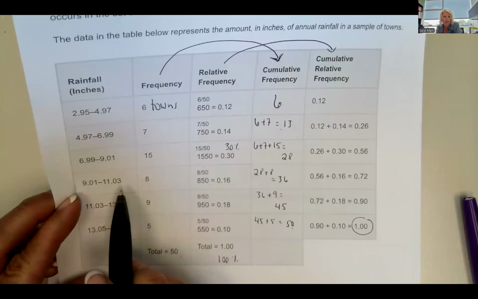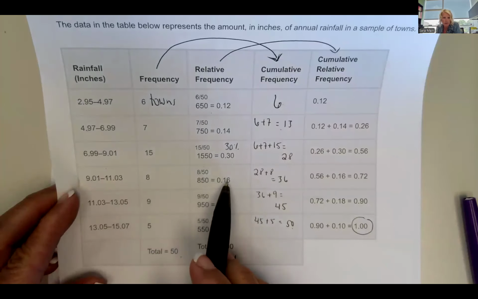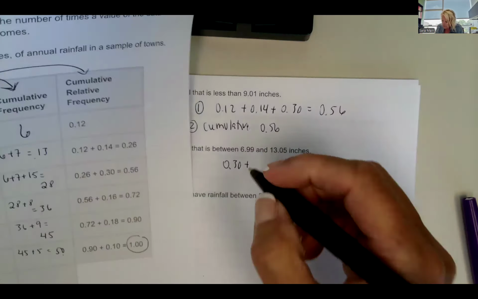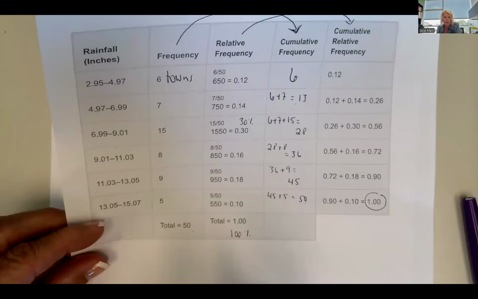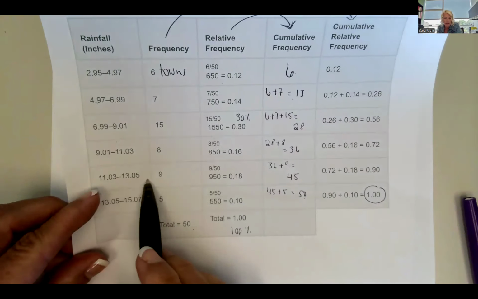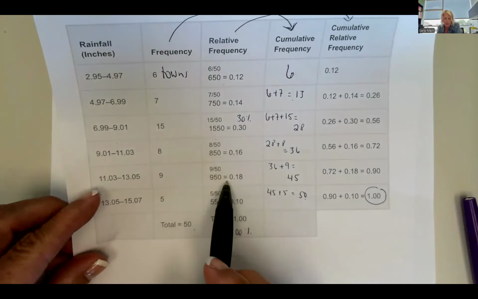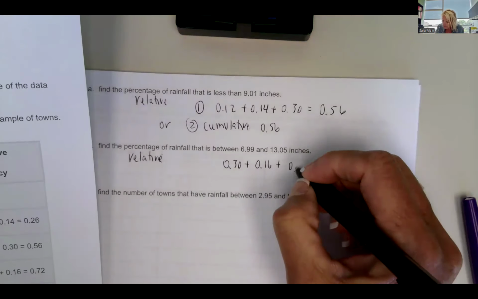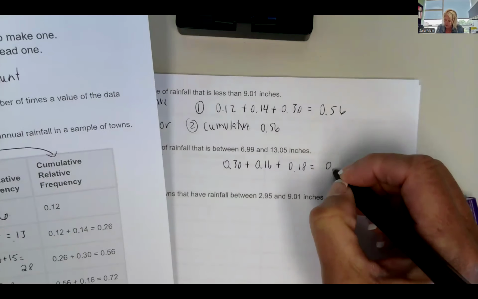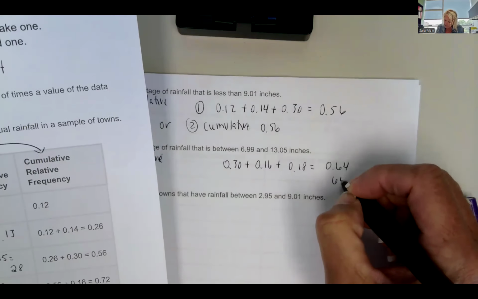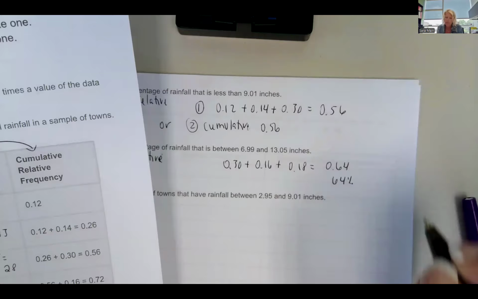And then I'm adding this next category, which is going to be 0.16, and then up through 13.05. So I'm adding the next category, so all three of these categories. So 0.18. And that totals to be 0.64 or 64%.